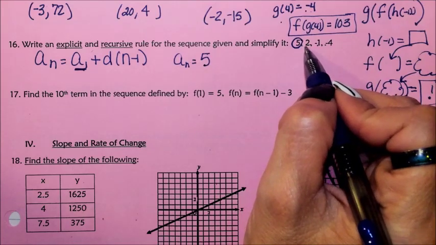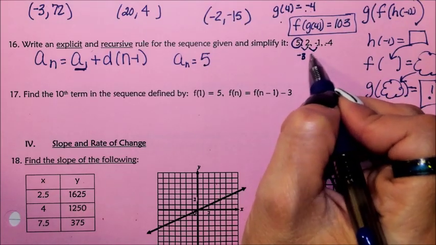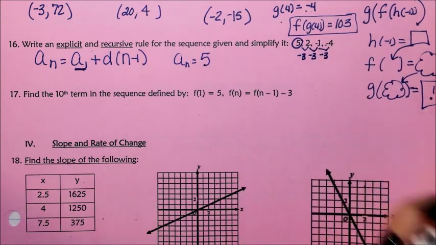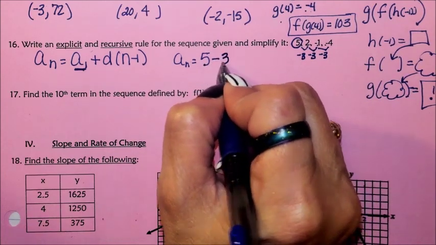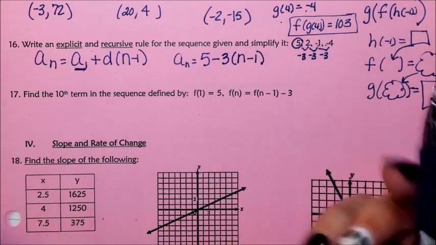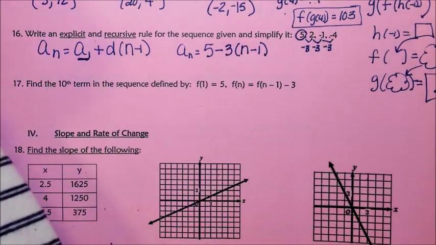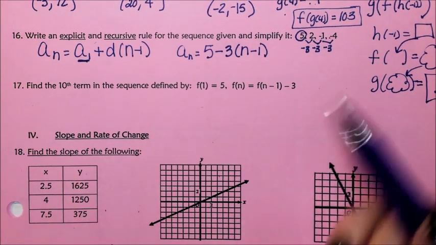What is this doing? It went down 3. Down 3. Down 3. So it's going down by 3. So the common difference is negative 3, times n minus 1. Now when it says it wants a recursive rule, I'm going to look real quick on your test and see if we have to do that. Yep, we do have one on there like that.